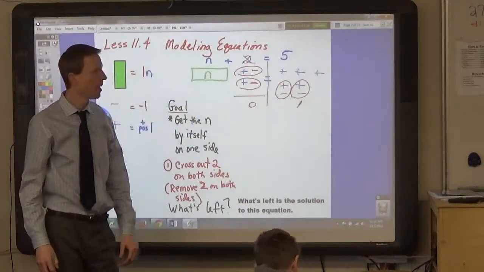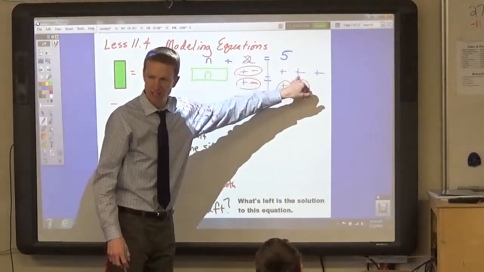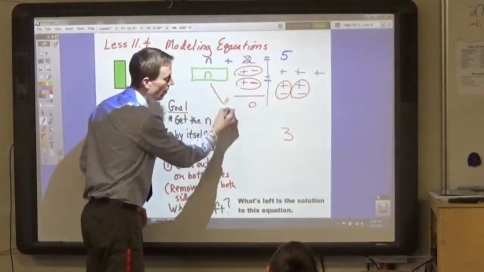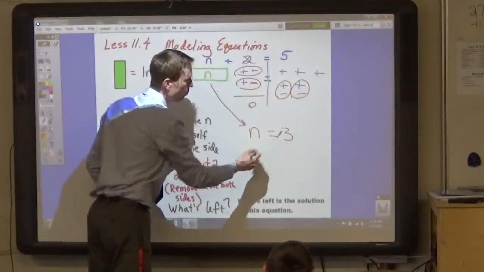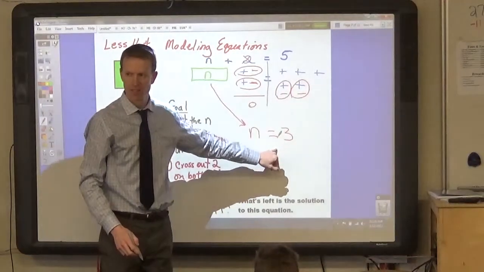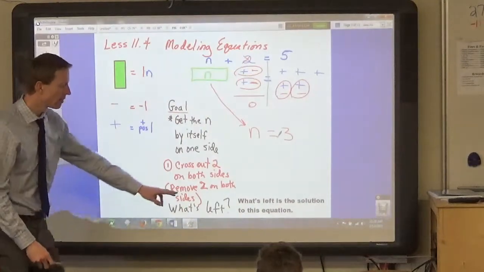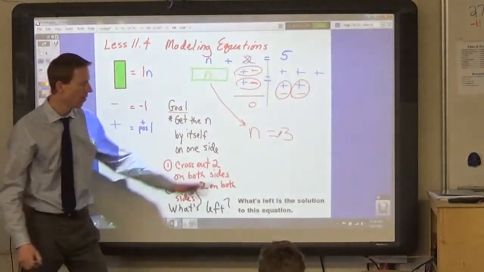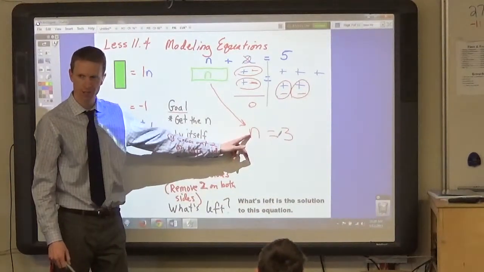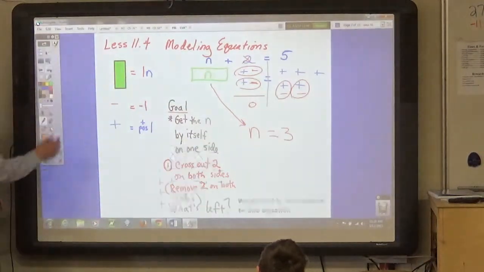Right? And that gets rid of 2 of these. What's left, class? 3. Which is n. N is still left on the left side. And we've proven that n equals 3. Okay? That's how you prove. What is left on the right side is the solution to the equation. Okay? Let's go on.